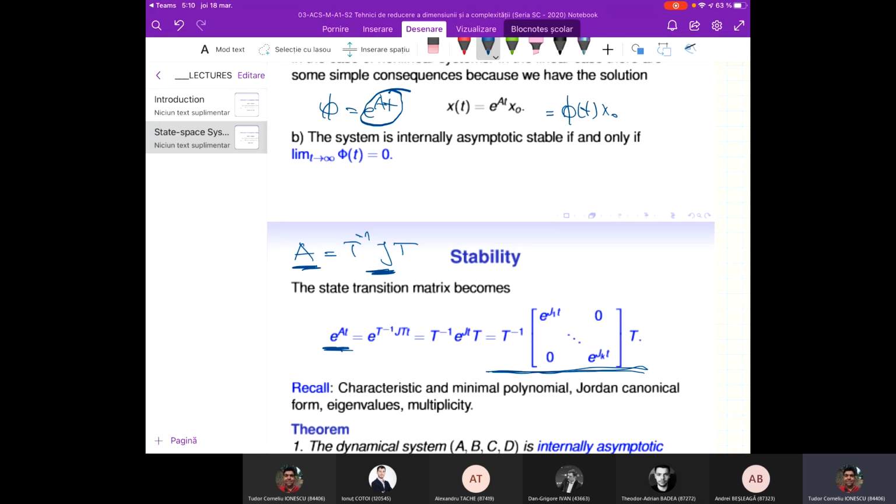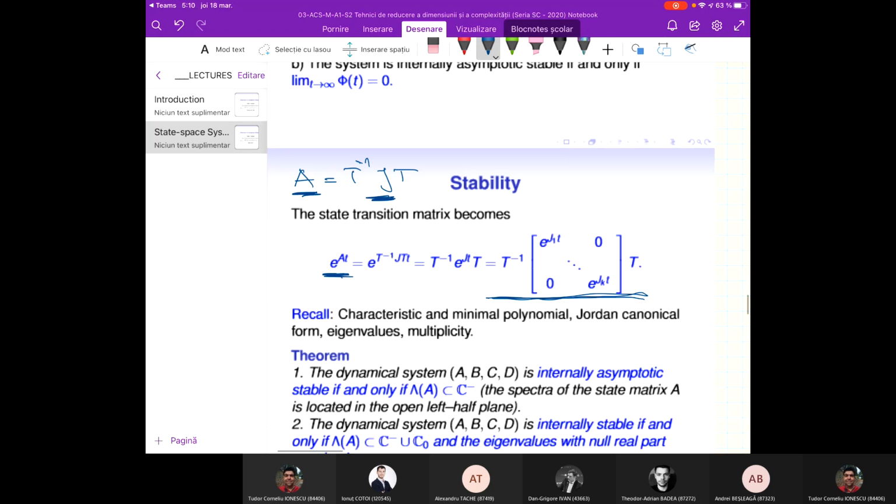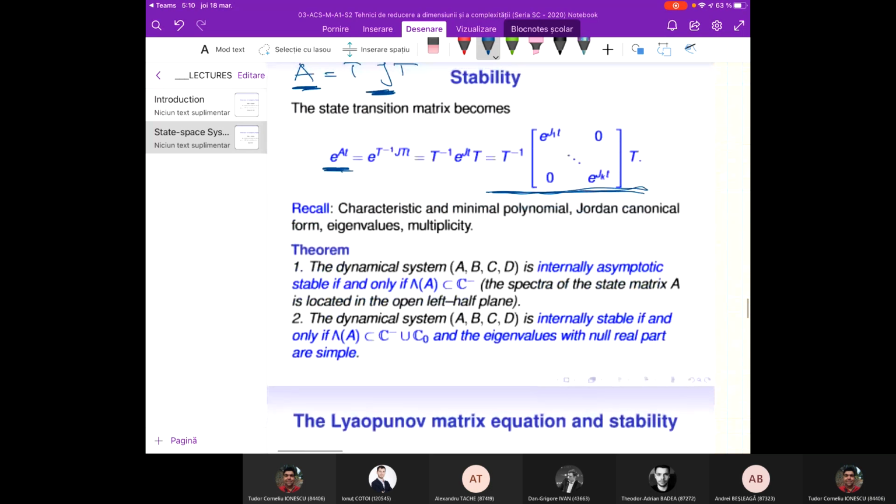We are not going to use this computation for exercises, but the theory here is important to understand the more practical criterion we are going to give for the stability of a dynamical system. For this reason, you need to recall characteristic and minimal polynomial, Jordan canonical form, eigenvalues, and multiplicity of the eigenvalues.